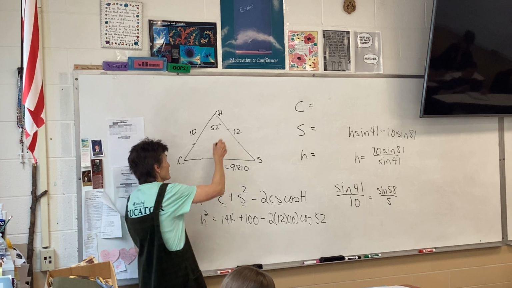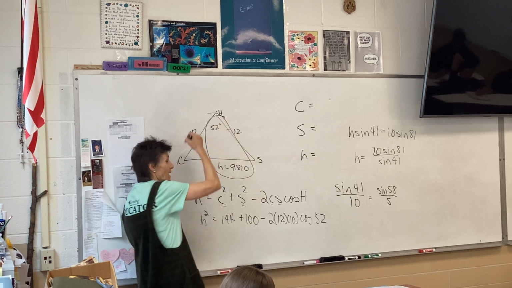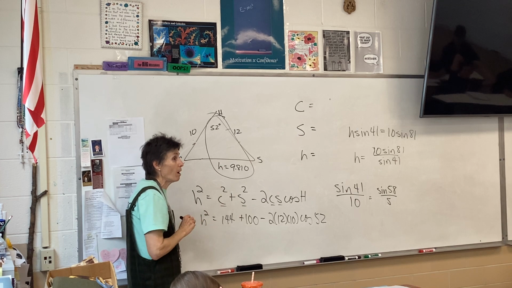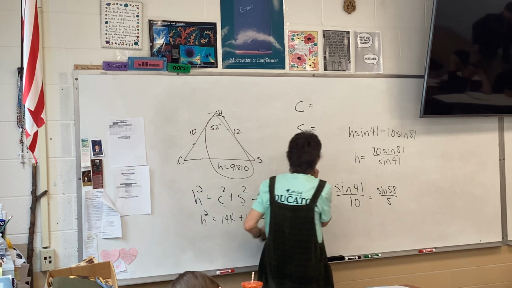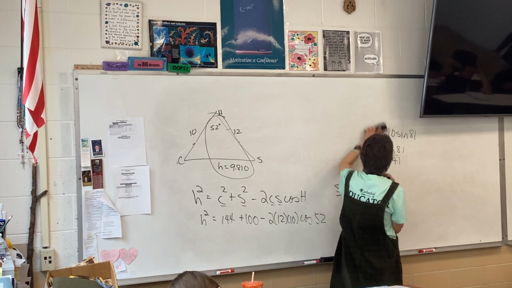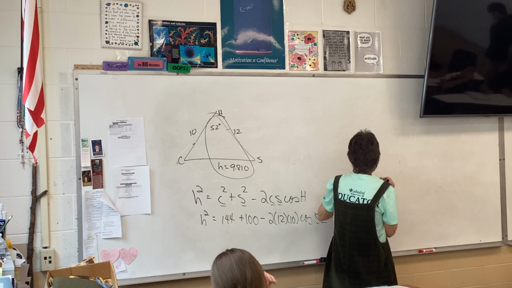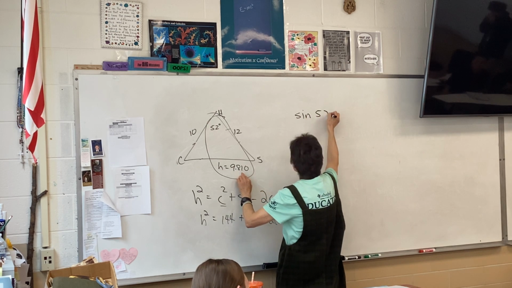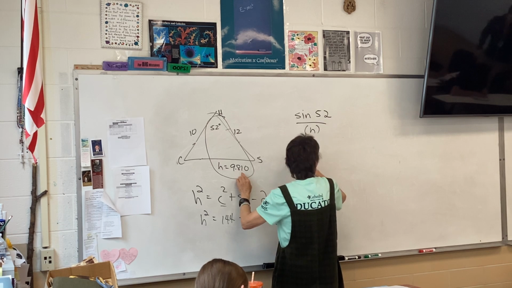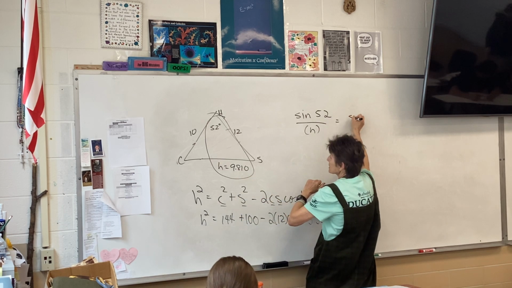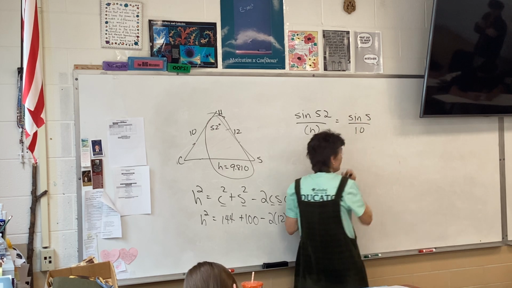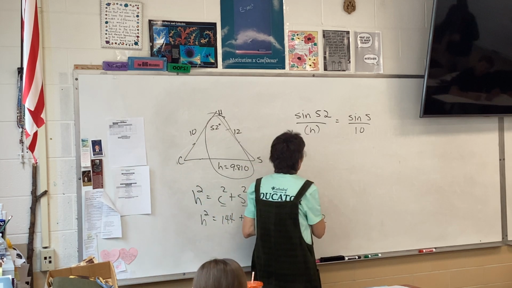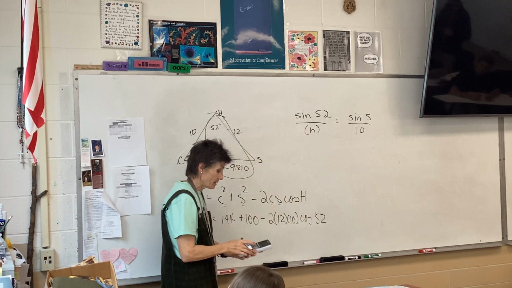Well, now I want you to notice something. What do we have now? We have a pair. So now, can we go back to our law of sines? When we do go back to our law of sines, though, guys, make sure that you are not using this rounded off answer. Use the number that's in your calculator. So sine 52 over the h that's in my calculator equals sine s over 10.